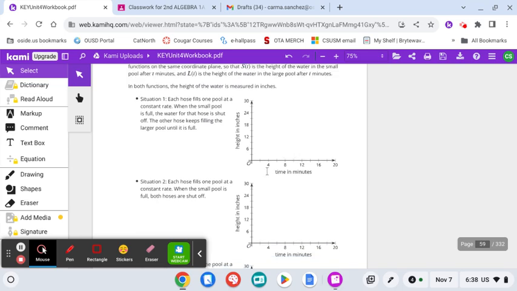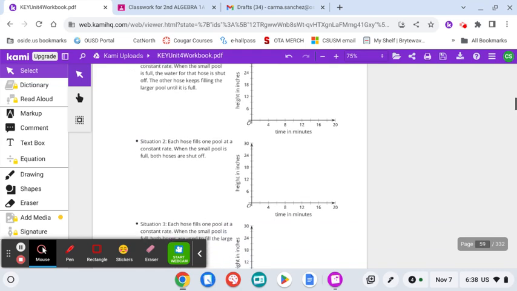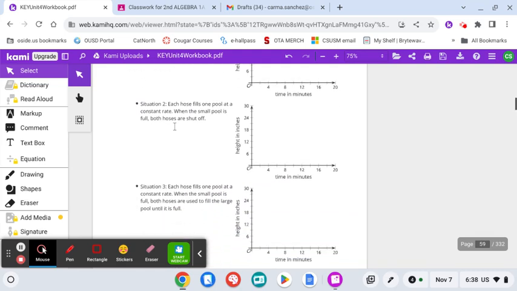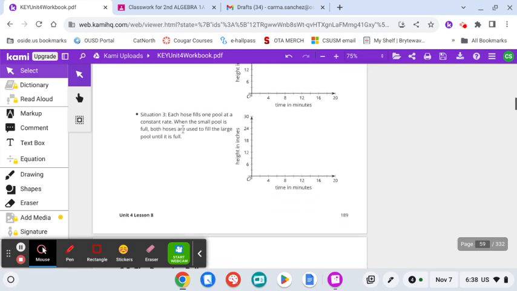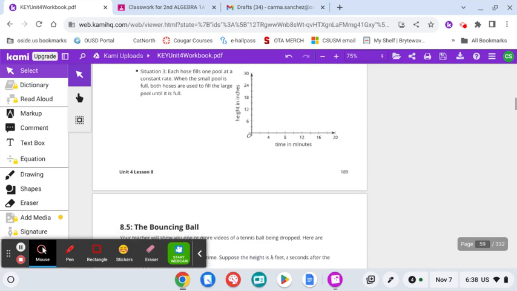And so, situation one, each hose fills one pool at a time at a constant rate. When the small pool is full, the water in the hose is shut off. The hose keeps filling the larger pool until full. Situation two, each hose fills one pool at a constant rate. When the small pool is full, both hoses are shut off. Situation three, each hose fills one pool at a constant rate. When the small pool is full, both hoses are used to fill the large.